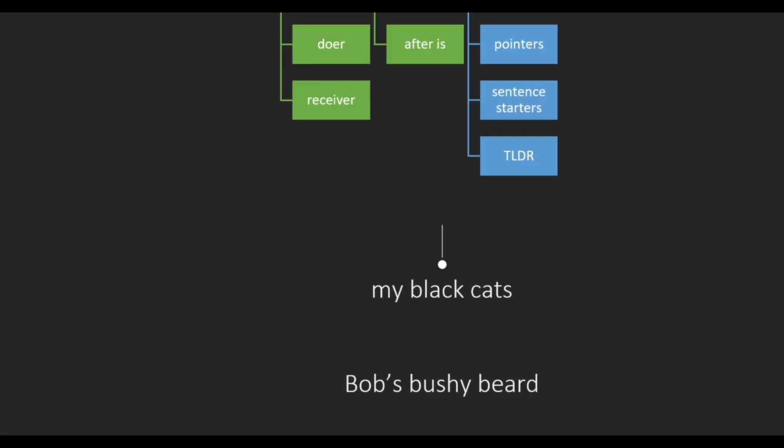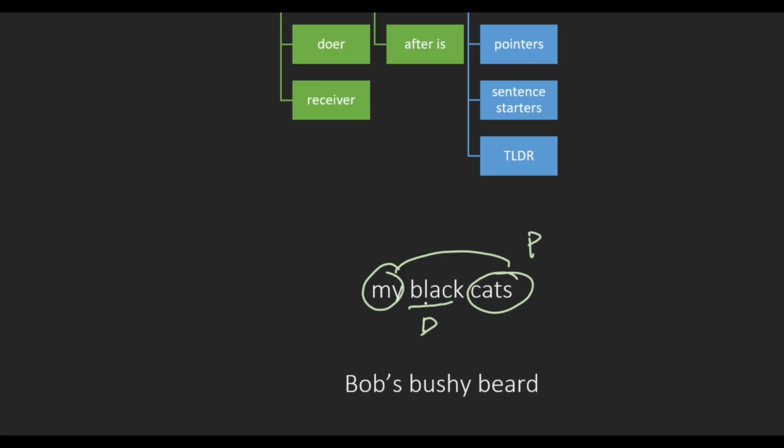First in English, my black cats. What's happening here? My cats is possessive, and then black is describing cats. Black is describing just the cats, my cats. So here we have my black cats, we have a possessive, and then we have a description for the entire possessive fragment. Does that make sense? Right, so we're not just describing a single word. We're describing an entire possessive fragment.